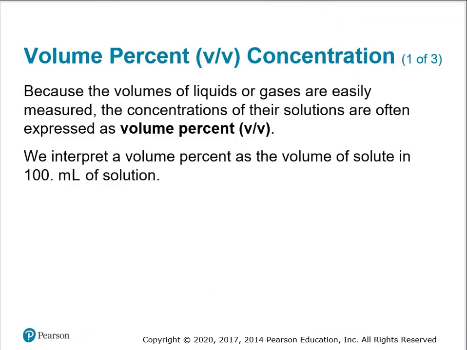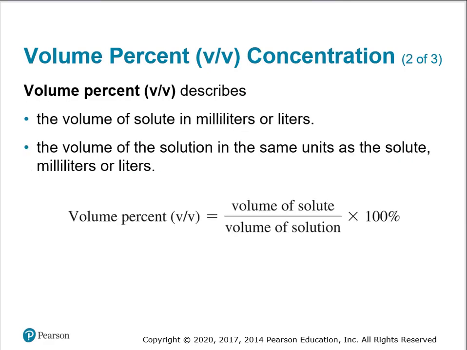Now, volumes of liquids or gases are easily measured, so the concentrations of their solutions are often expressed in volume percent. We interpret a volume percent as the volume of solute in 100 milliliters of solution. The volume percent describes the volume of solute in milliliters or liters, those are the common volume units, and the volume of the solution in the same units as the solute. So we need to make sure that we're either both in milliliters or both in liters.